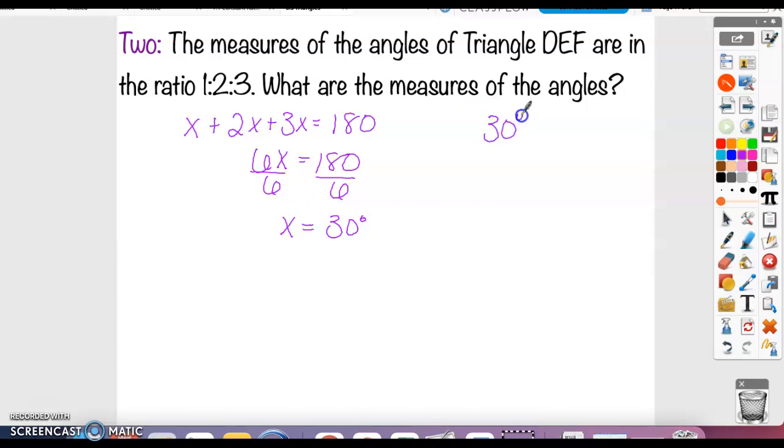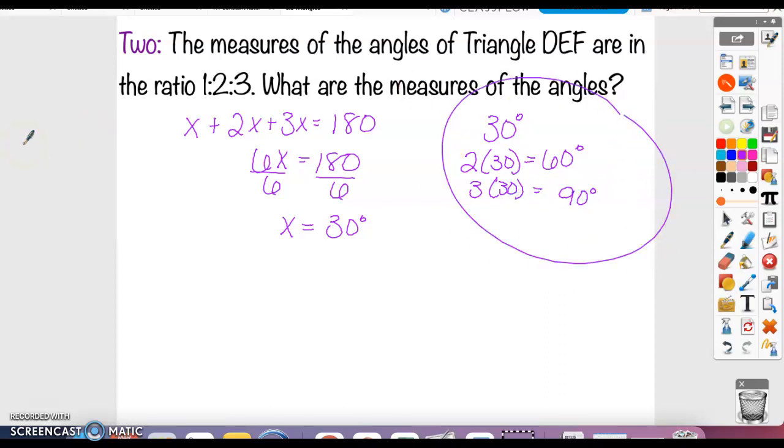So that's one side. The other one has a ratio of 2, so 2 times 30 would equal 60 degrees. Ratio of 3, so 3 times 30, which would equal 90 degrees. Again, if you add all 3 of those together, you get 180.